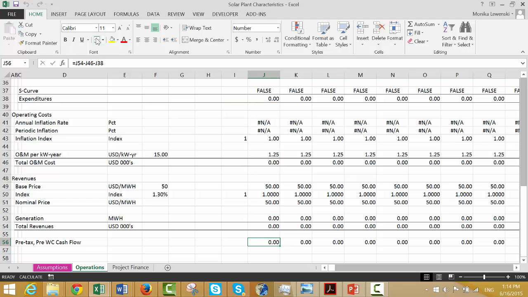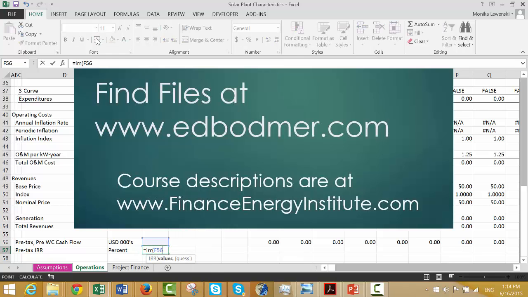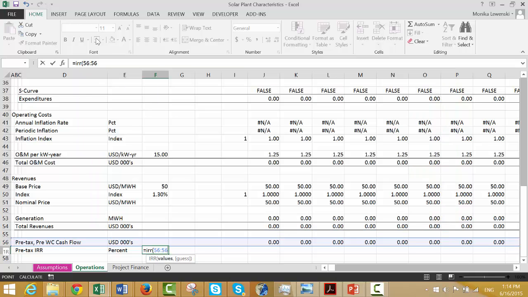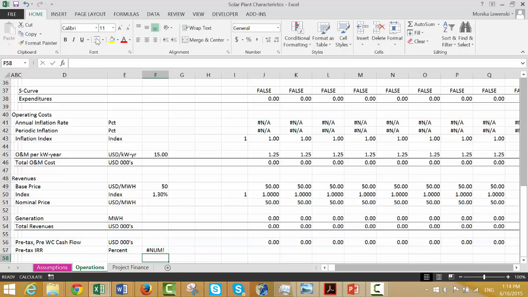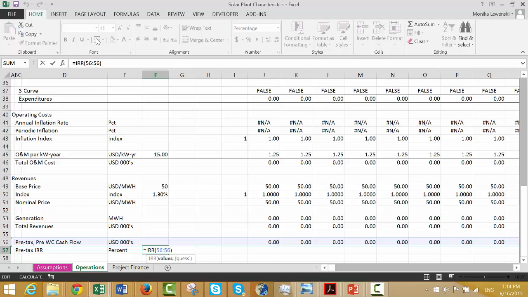And then we can put the pre-tax IRR, and this is USD thousands. And this is a percent. And let's put this as IRR, not XIRR. Let's click on this whole line. And did I? Of course, I was an idiot, and I didn't put the development expenditures in.